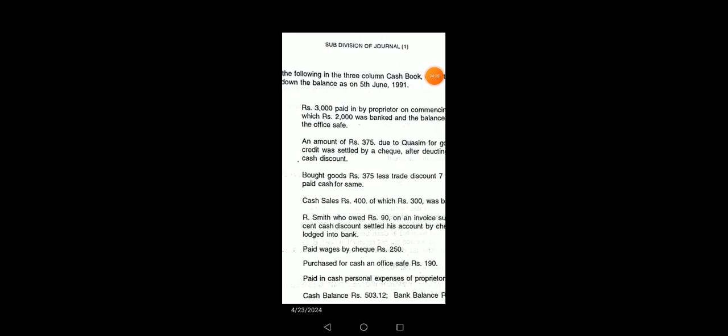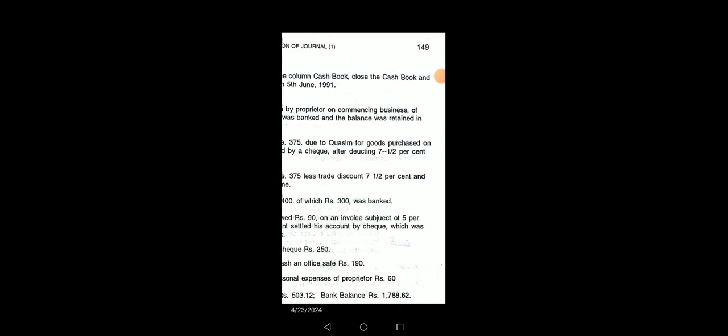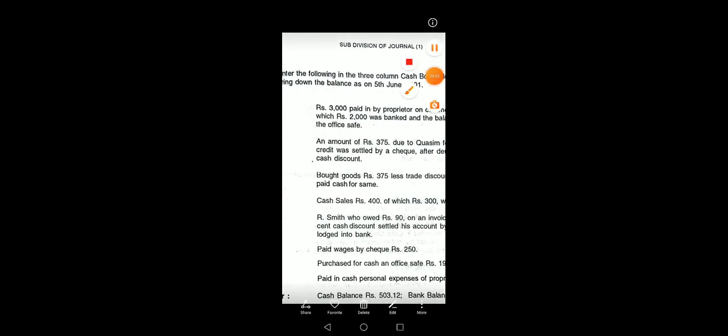For this, just focus on the first line. R Smith, who owed, that means R Smith had taken a sort of loan from us. R Smith was the person from whom amount was receivable. Okay, R Smith is account receivable. That discount we will calculate later. Settled his account by check, and what had happened, you have received a check which was logged into the bank, and you have deposited the same into the bank. So ultimately you have received the check and deposited it into the bank.